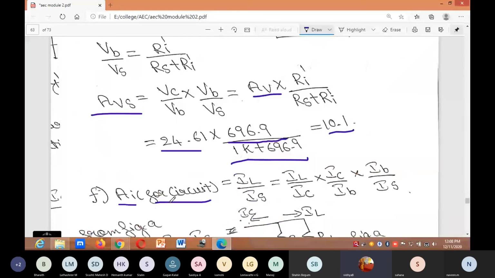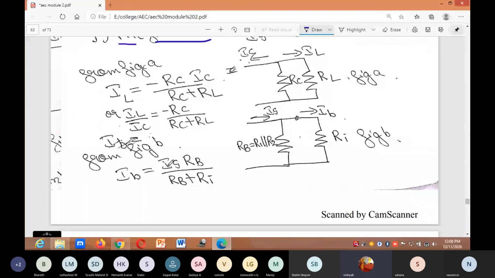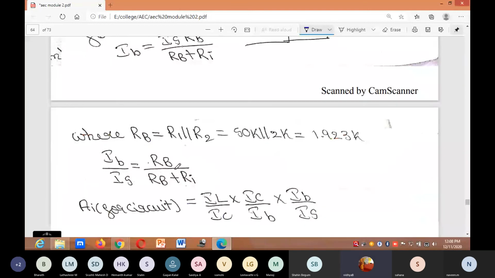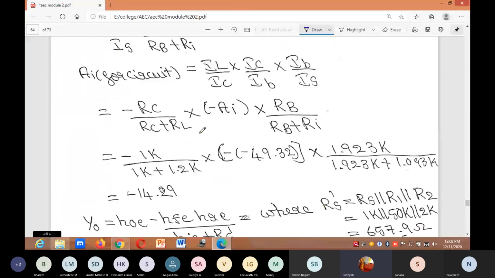AI dash, if you know the formula, no need of this. Okay, directly write the formula for that. Okay, that is minus RC divided by RC plus RL into AI, minus AI into RP divided by RP plus RI. Okay, if you substitute the values, you will get minus 14.29.